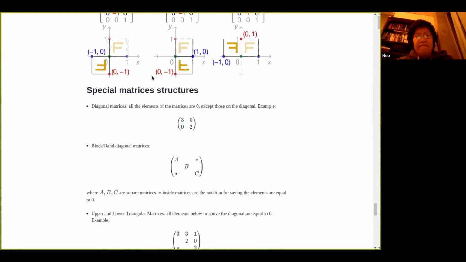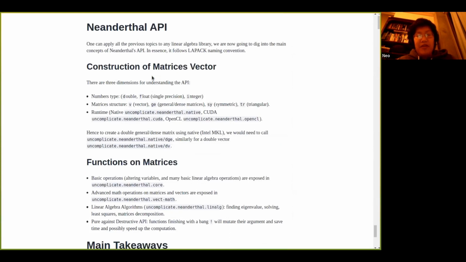So now we come to the practical part. I'm going to state a few notions that you need to understand to use Neanderthal. And afterwards we're going to dive into some practicals.